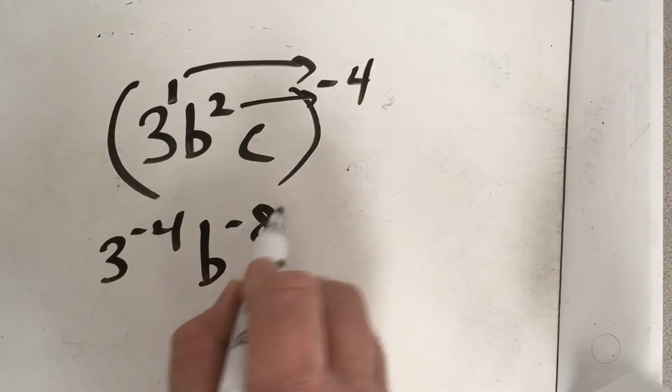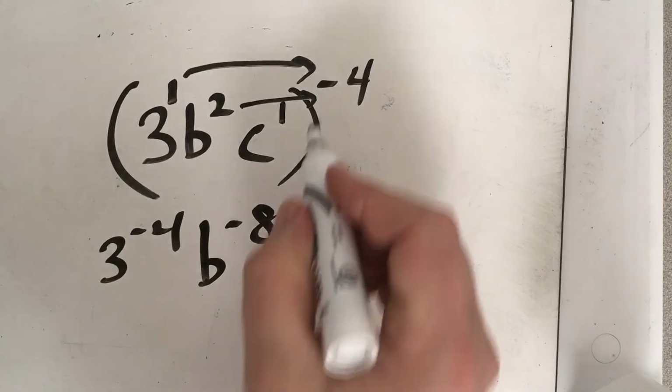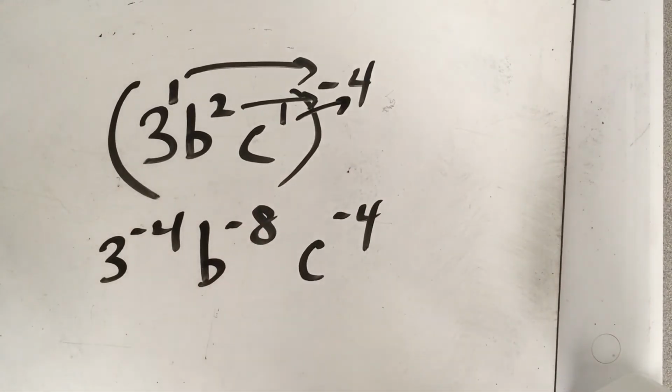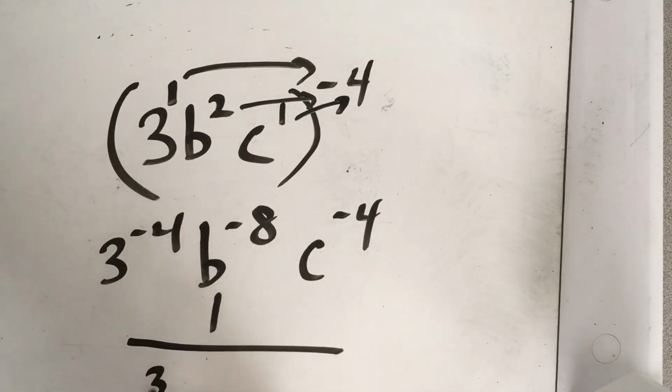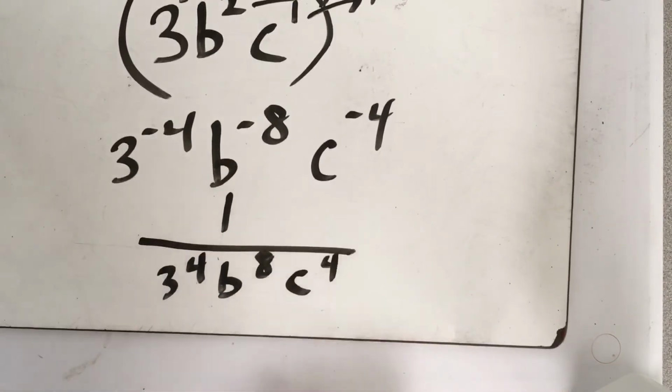And b to the negative 8th, because the rule is to multiply exponents when you have a power raised to another power. This is also c to the 1st. So when we perform our power raised to a power and multiply, we get c to the negative 4th. What's the problem with all those? Well, rule 7 says no negative exponents. Since all of these are negative, we could just take them all to the bottom and make them all positive.